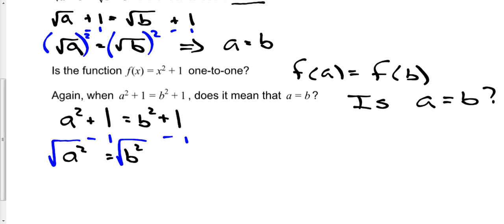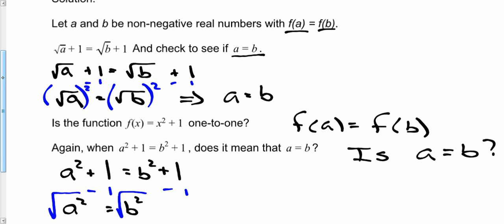I am squaring them, that's true. But what did I say? Let A and B be non-negative real numbers. Why? Because all my functions work from the reals to the reals. And if I got a negative number in here, negative numbers are part of the real numbers, right? But the square root of a negative number, does that put me in the reals? That gets me out of the reals, so I can't do a negative number in here.